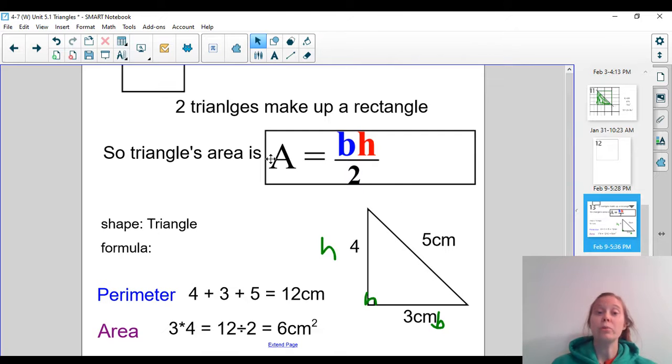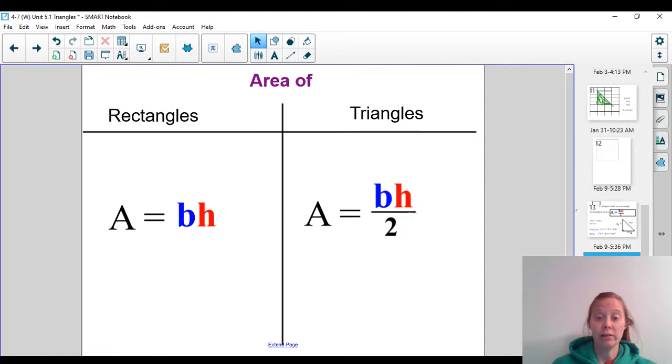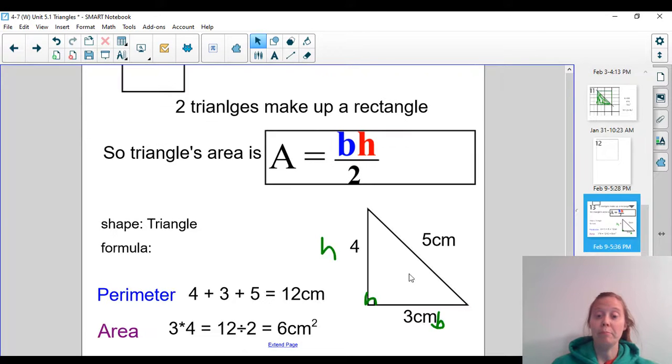So we know that the area formula for a triangle is base times height divided by 2. We find first our right angle. That tells us what our height and our base is. We take our base, which is 3, times our height, which is 4. We multiply them together, and then we divide by 2. So 3 times 4 is 12. 12 divided by 2 is 6. And we add our units squared at the end.